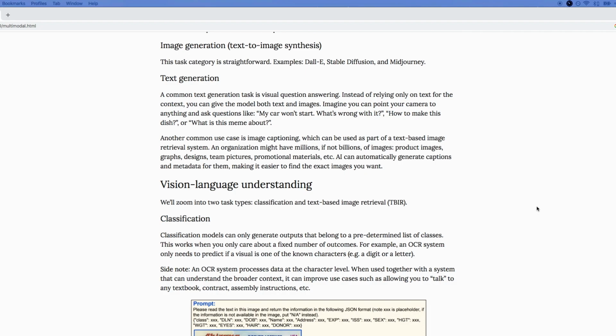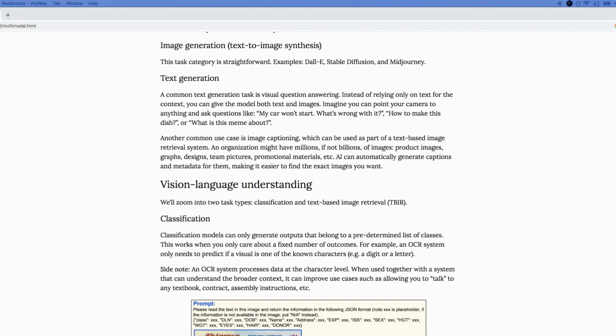Another common use case is image captioning, which can be used as part of a text-based image retrieval system. An organization might have millions, if not billions, of images: product images, graphs, designs, team pictures, promotional materials, etc. AI can automatically generate captions and metadata for them, making it easier to find the exact images you want.